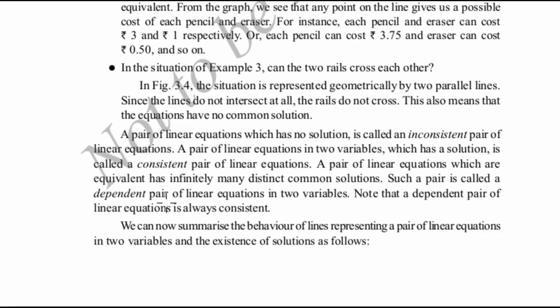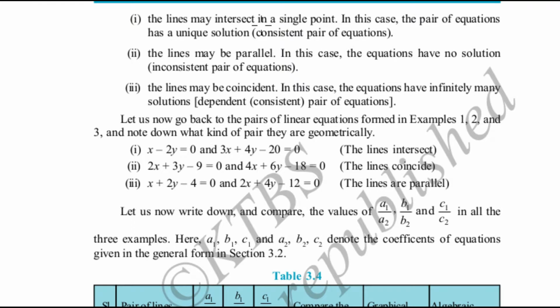Here in this case, example 2, that is the example of pencil and eraser, is a dependent pair of linear equations. The lines may intersect at a single point. We call it a consistent pair of equations. The lines may be parallel. The lines which are parallel, we will call an inconsistent pair of equations. Lines which are coincident, overlapping with each other, we will call a dependent consistent pair of equations.